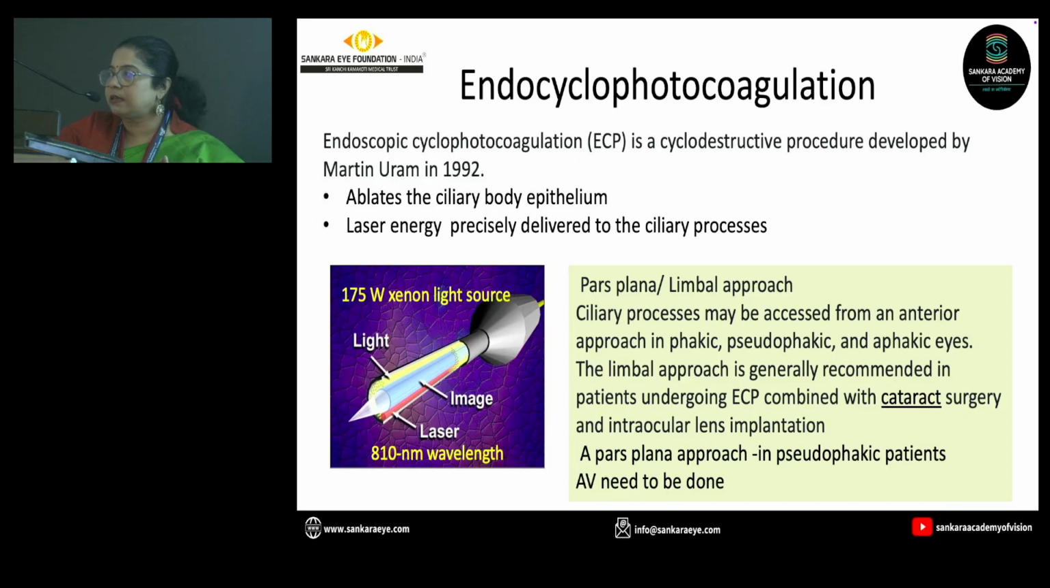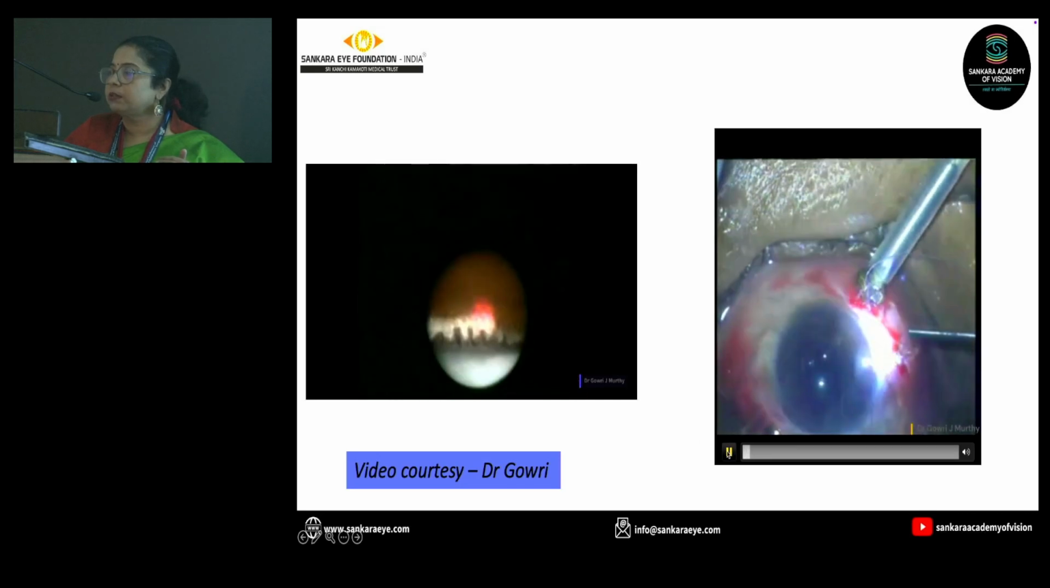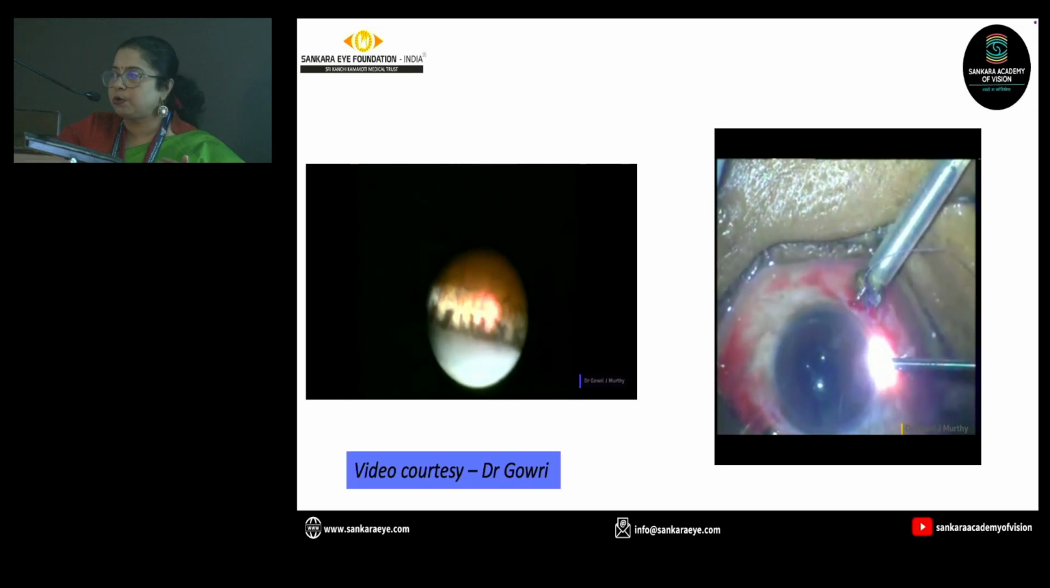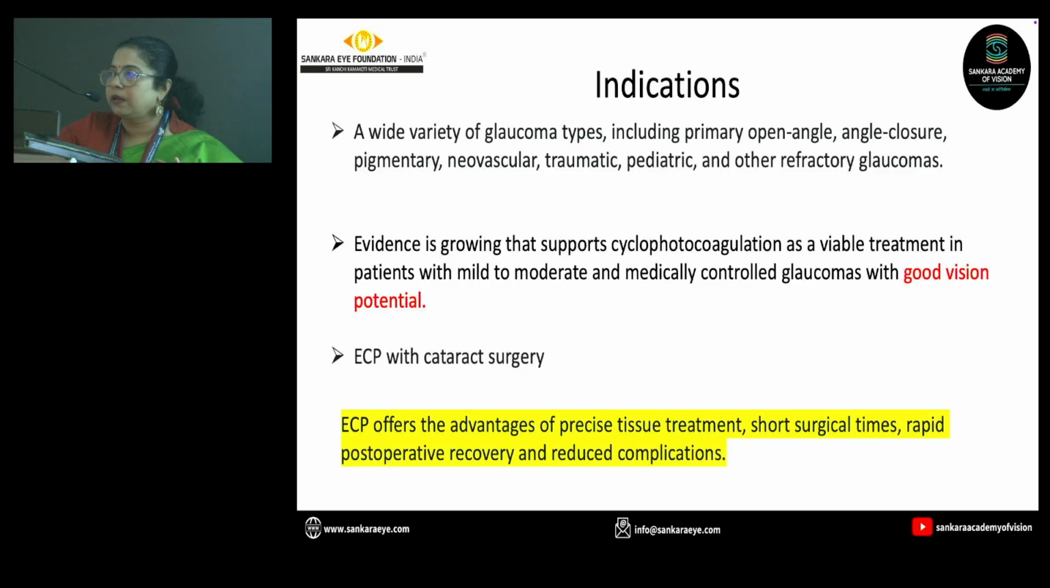Endocyclophotocoagulation, I think partly discussed. So ECP can be approached as a pars plana or limbal approach, wherein you are directly ablating the ciliary processes. So these are both pars plana as well as the limbal approach, with direct ablation of the ciliary processes. Indications, again, it was indicated for refractory glaucoma, but nowadays it has been combined with phaco, with KDB, and with eye stent. So it can be done with good visual potential. It definitely has certain advantages.